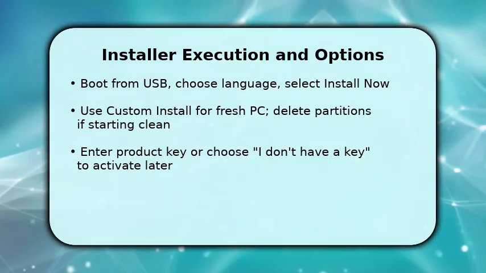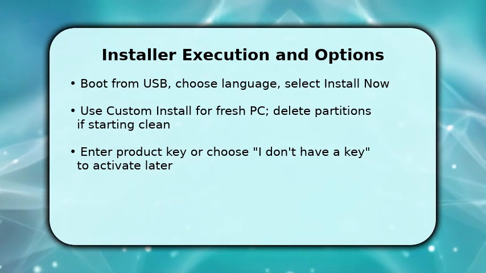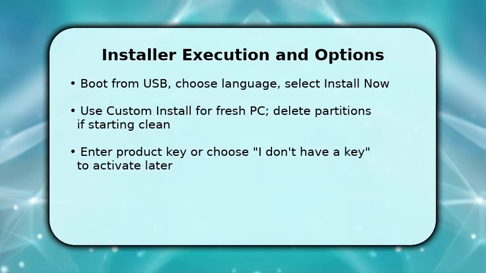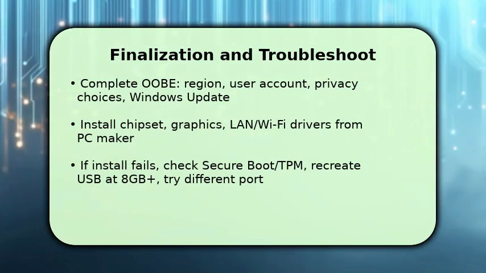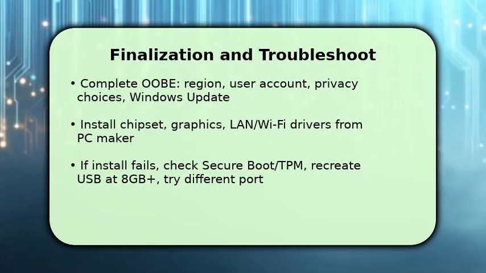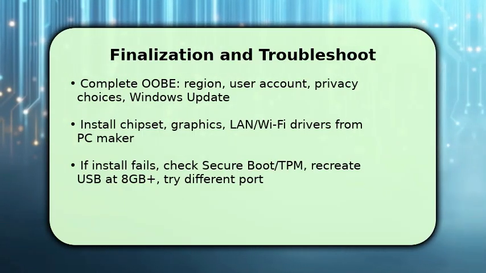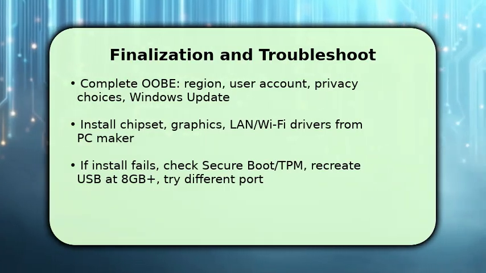Once the files copy, the installer will reboot and continue configuring drivers and features automatically. Finish the out-of-box experience by selecting Region, Keyboard, and creating your user account. Choose Privacy Settings and run Windows Update to fetch drivers. After setup, install chipset, GPU, and network drivers from the manufacturer to ensure stability and performance.